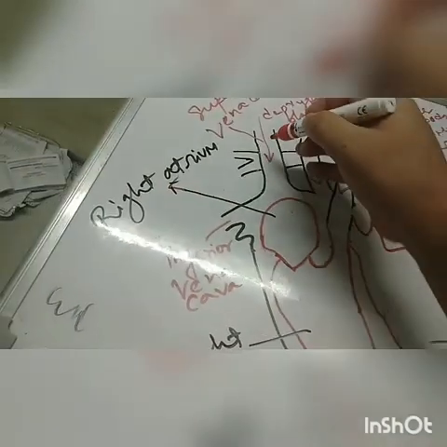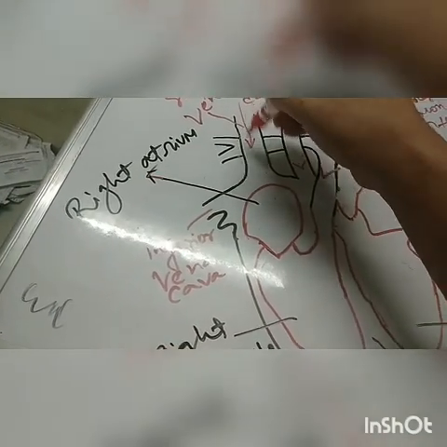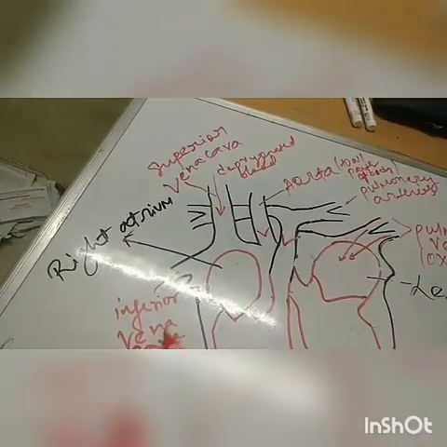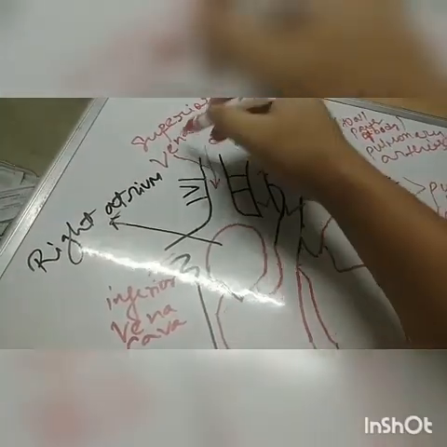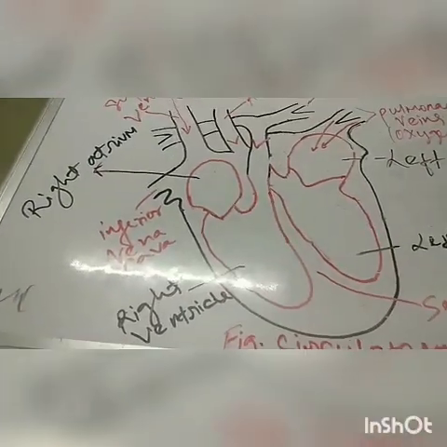All right. So here is a structure. This is a big vein, which is called the superior vena cava. And there is the inferior vena cava. Inferior means lower part, superior means upper part, right? So the superior vena cava and inferior vena cava bring deoxygenated blood, right? I have told you many times.